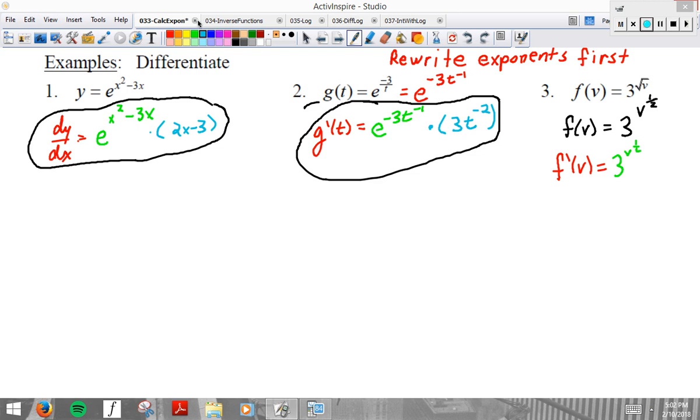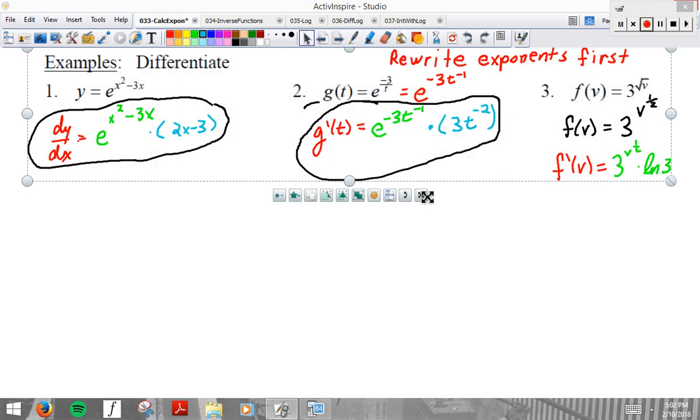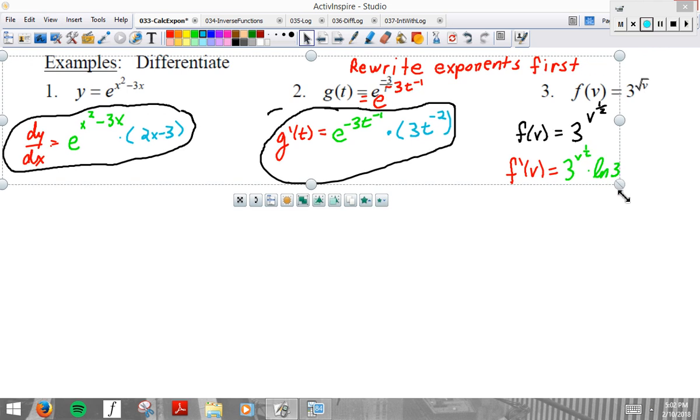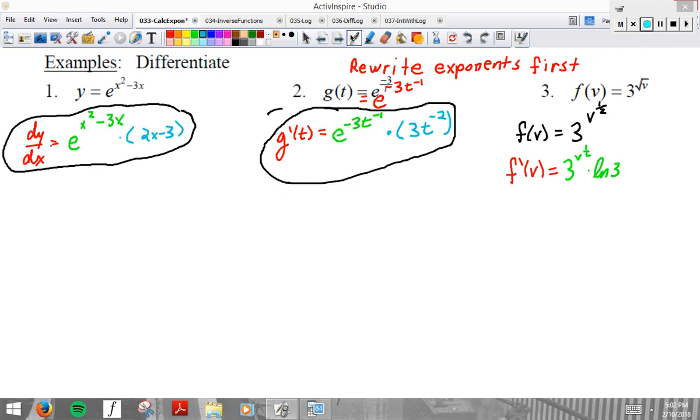So, keep it the same, times natural log 3 times the derivative of the power. Move everything over just a smidgen, shrink it just a bit. Now the derivative of v to the 1 half would be 1 half v to the negative 1 half. And that's it. We did the derivative of the exponent.